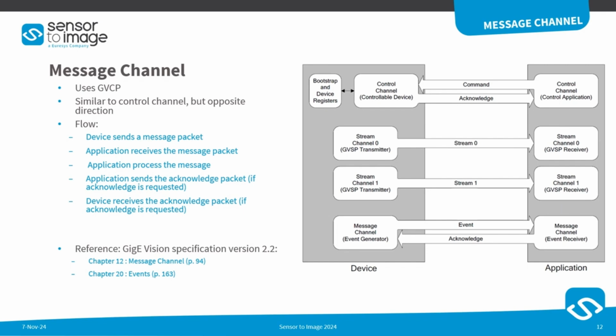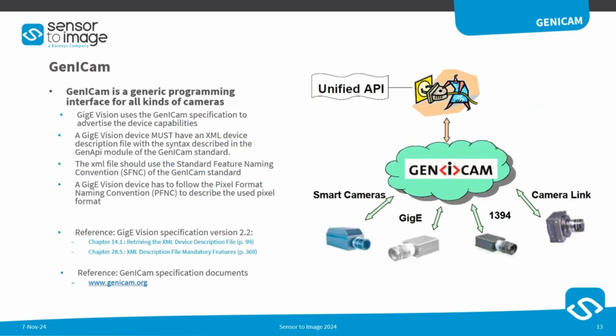GigE Vision is not an isolated standard, it refers to the GenICam standard. GenICam is a generic programming interface for any type of camera, so not only for GigE Vision cameras. All major interface standards like CoaXPress, USB3 Vision or Camera Link rely on GenICam. GigE Vision devices use GenICam to advertise the device's capabilities. For this to work, a device is required to have an XML file, following the syntax of the GenICam GenAPI module. This XML file should use the standard feature naming convention, SFNC, which is another part of the GenICam standard.